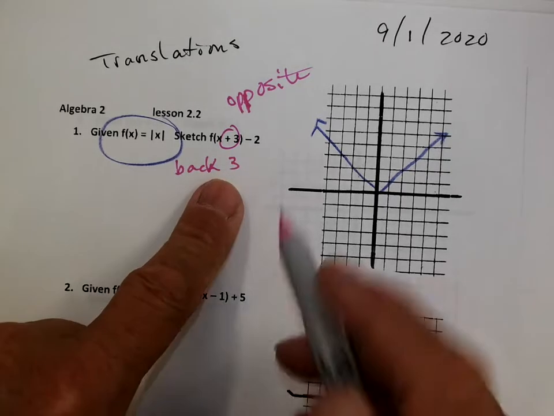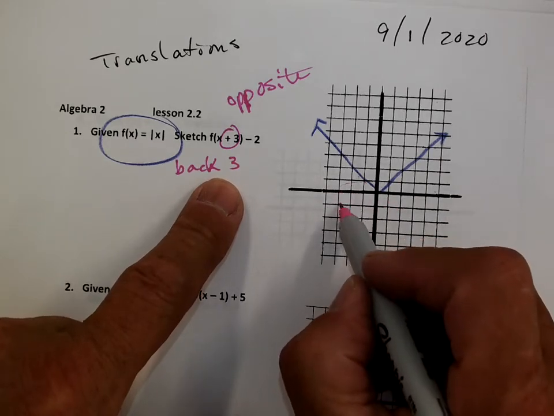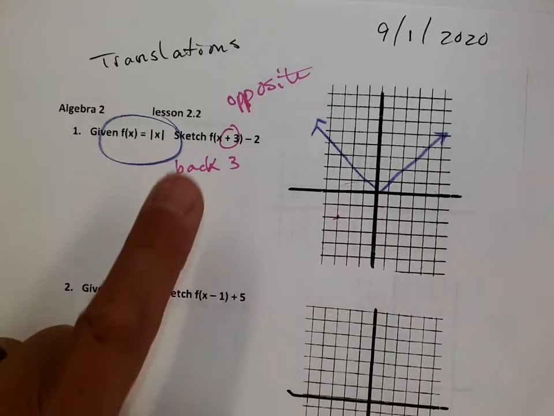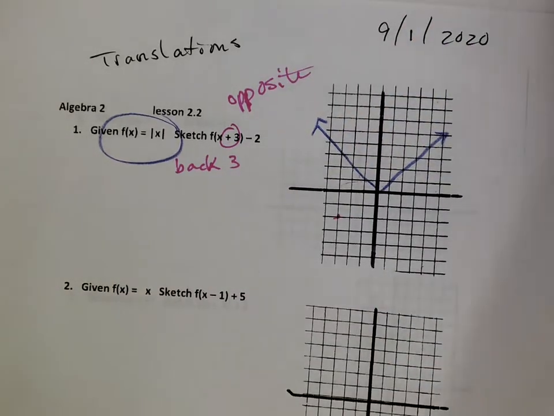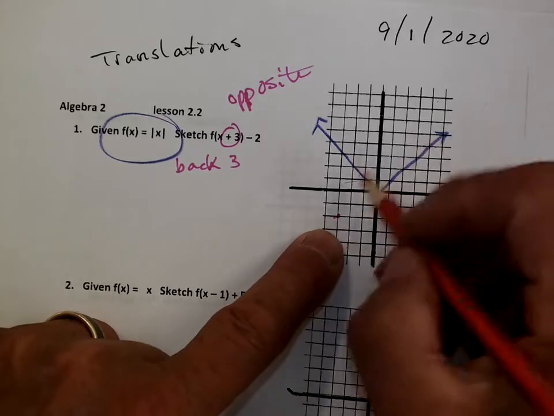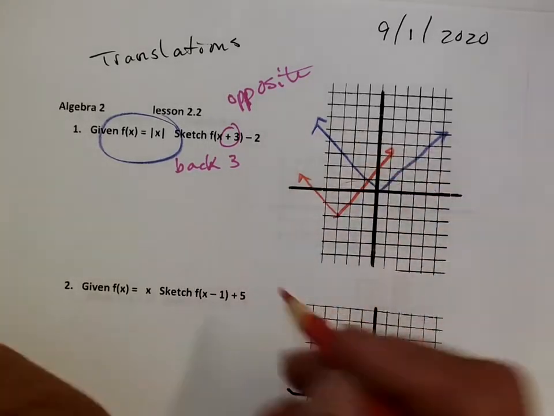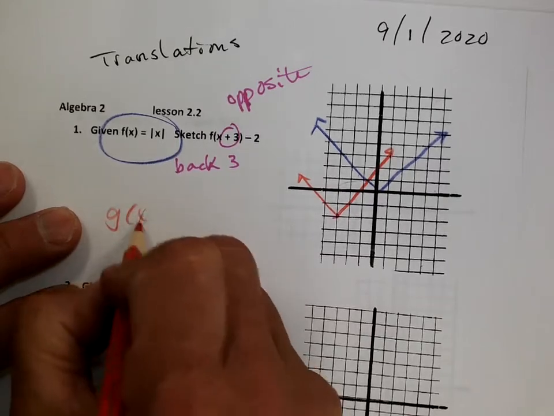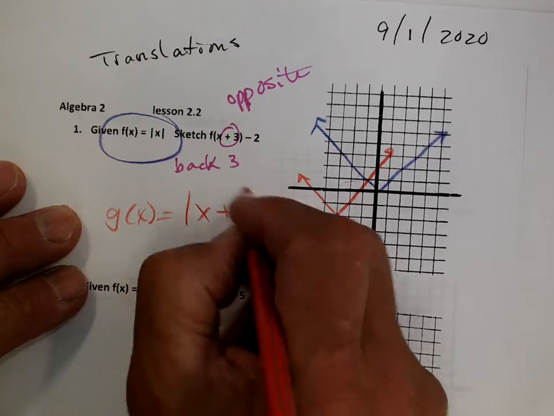So I'm going to take this graph, go back 3 to the left, 1, 2, 3, and then down 1, 2. And now my parent function just gets translated back 3, down 2, and here is my new graph. Okay. Sometimes, because it's a new graph, we can call it g of x. So g of x would equal absolute value of x plus 3 minus 2.